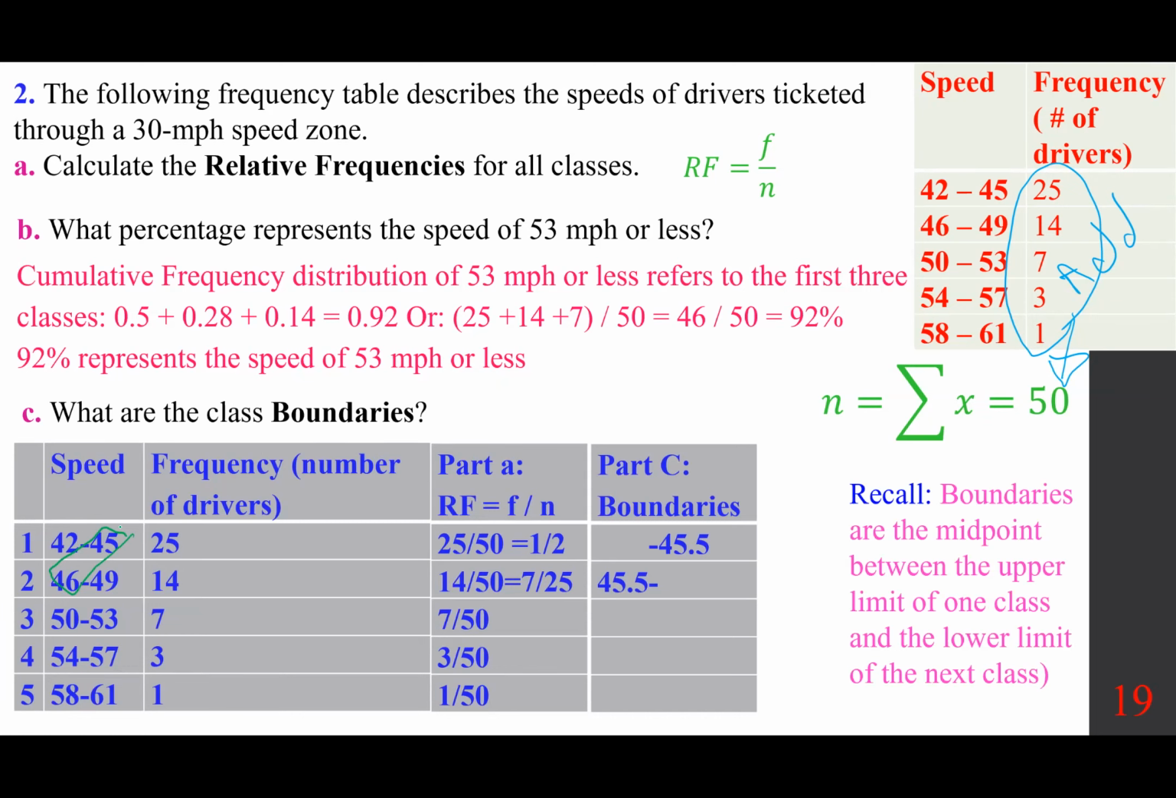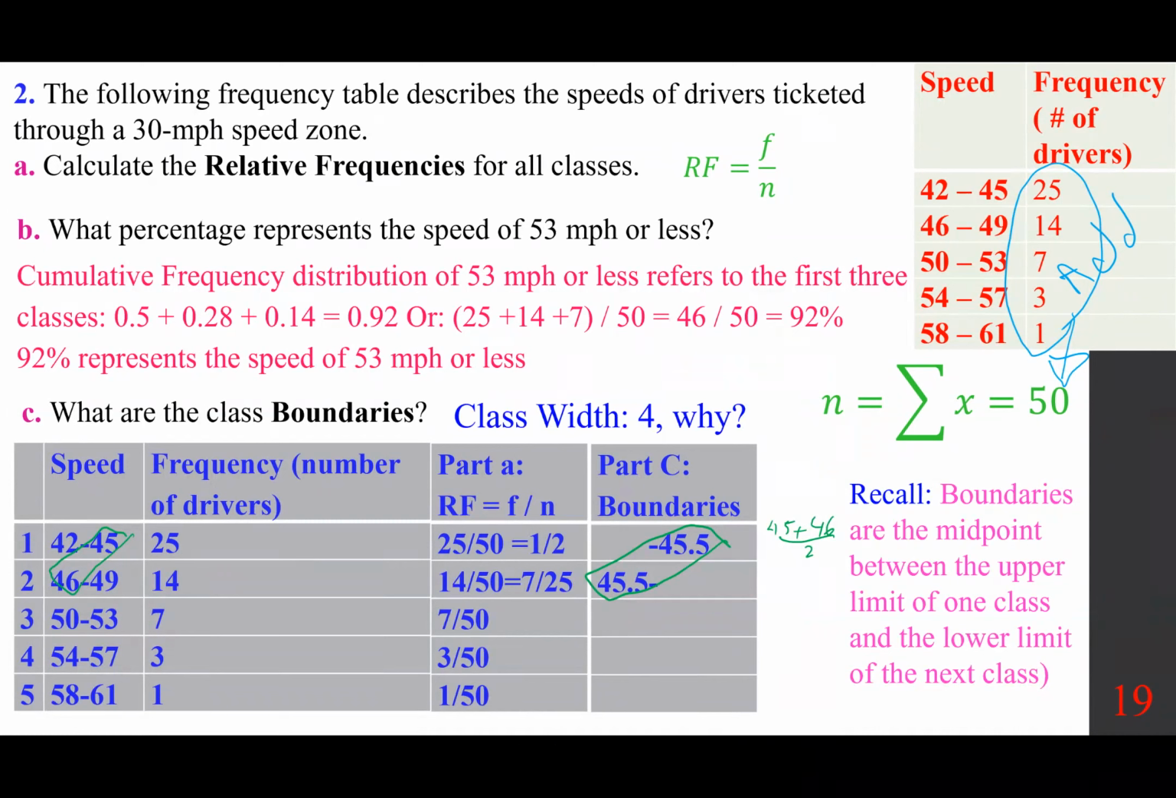And so this is 45.5. This is 45.5. Because again, I want to make sure 45 plus 46 divided by 2 gives us 45.5. Now we can calculate the rest of the boundaries, or we can go with the easy way out. The class width is 4.